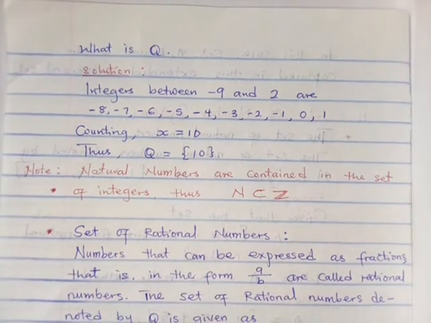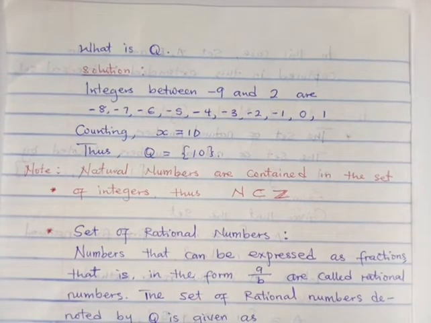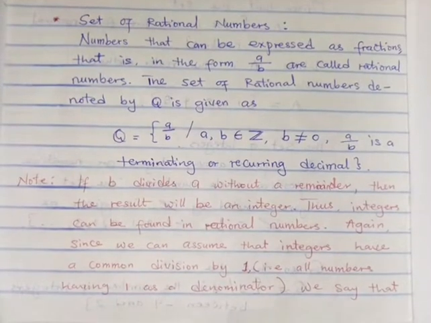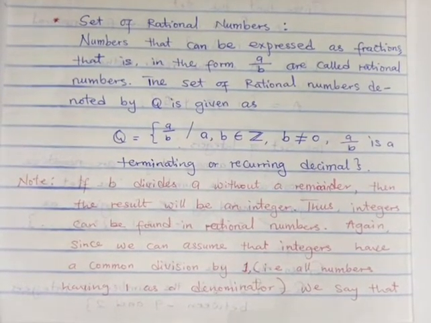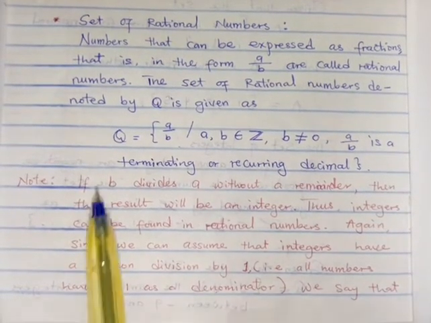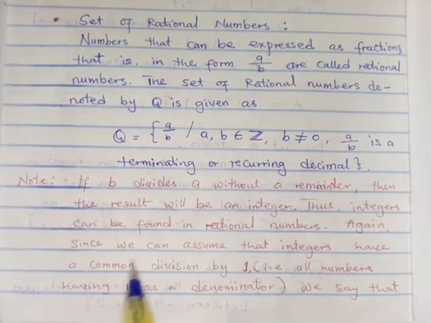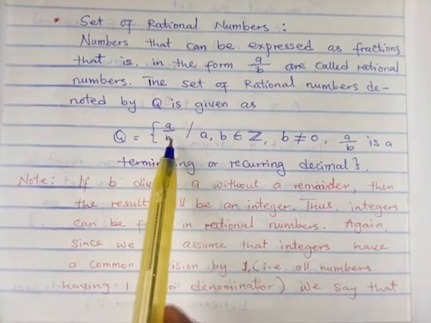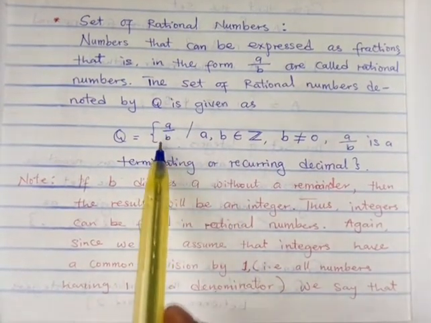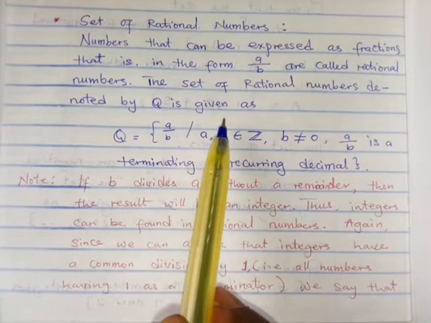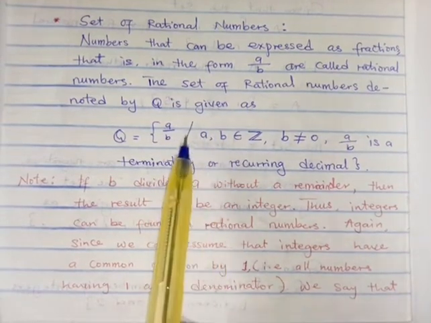Set of rational numbers. What are rational numbers? Numbers that can be expressed as a fraction, that is, in the form a all over b, are called rational numbers. The set of rational numbers, denoted by Q, is given as this expression. Notice that a and b must be members of our integers, which means here is an integer, here is an integer. But b must not be equal to 0, because if it is equal to 0, a all over 0 will make our expression become infinity, which is meaningless.